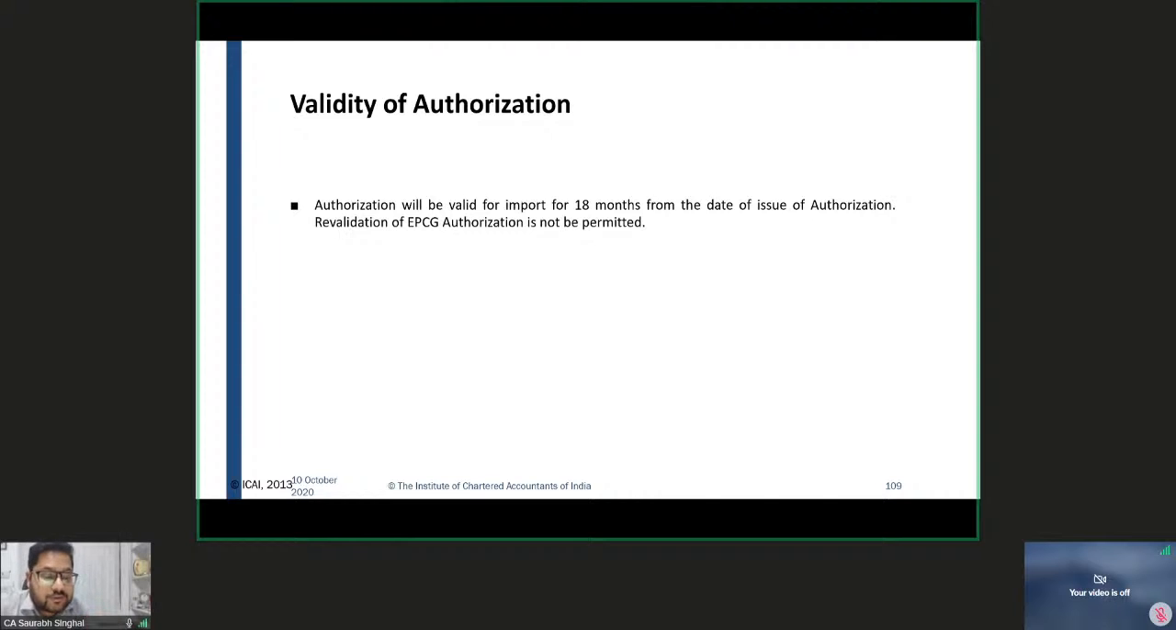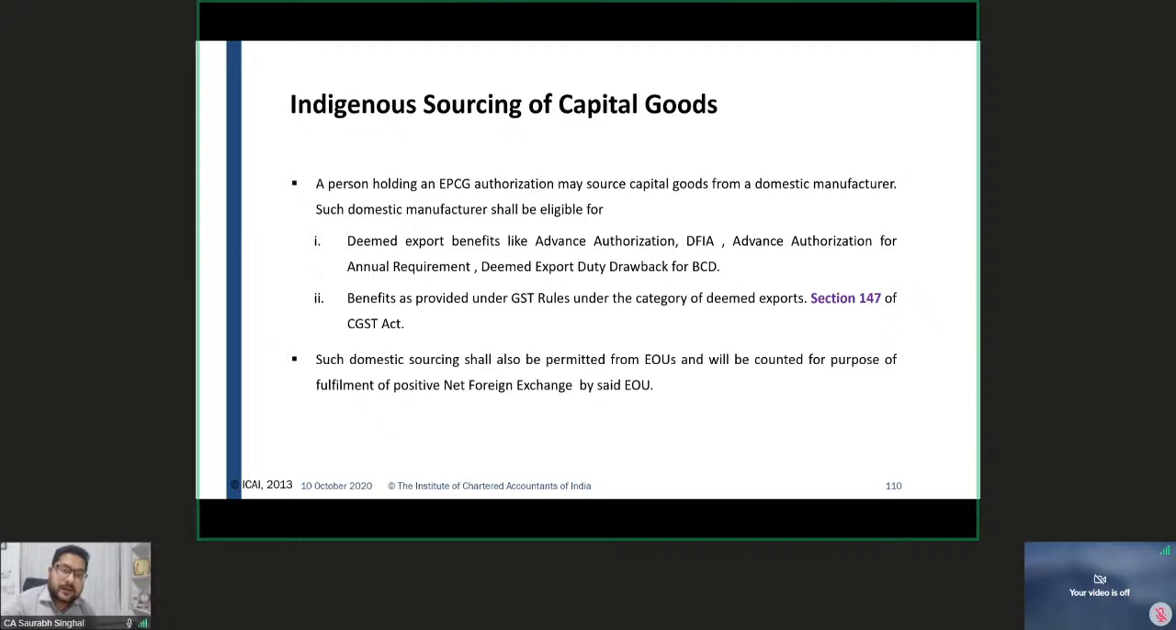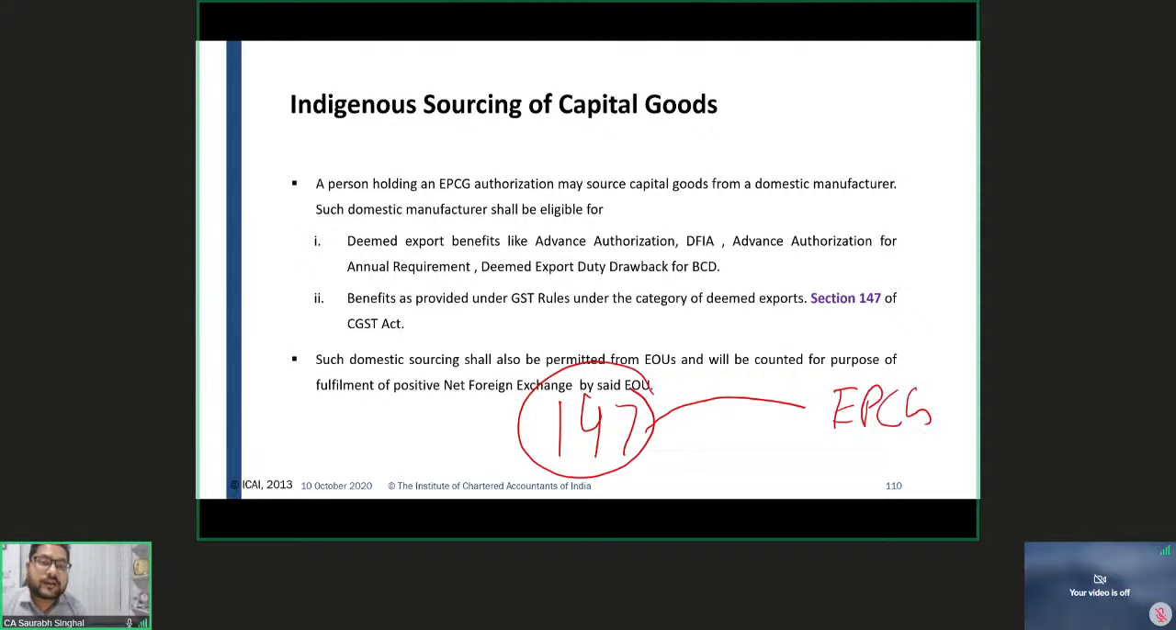Once you get the EPCG authorization, you have 18 months to import the capital goods. A person who has got an EPCG authorization may procure goods from outside the country or may even procure the goods domestically. Same in the case of advance authorization. Section 147, wherein a person can supply goods to an EPCG holder and claim refund of the taxes paid. So it is promotion of domestic procurement. A person can procure capital goods from outside the country, even within the country, and that purchase within the country will also be duty free. How? By way of refund. Section 147. Either the supplier can take refund of the IGST and cess paid on the goods, or the buyer, the EPCG holder, can.